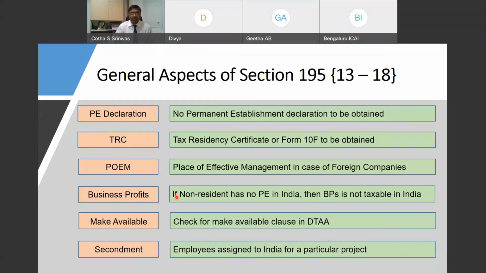So there should be differentiation. Secondment is the same thing, the concept is the same, but depending on how they are employed in India and who is taking care of them, whether the Indian company or the foreign company, we have to see the tax liability.